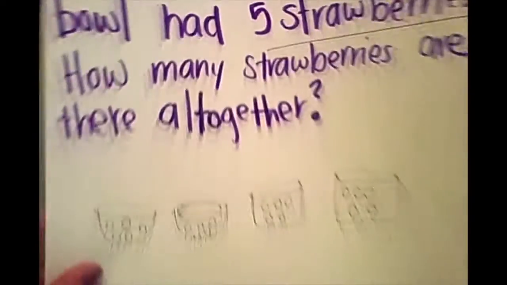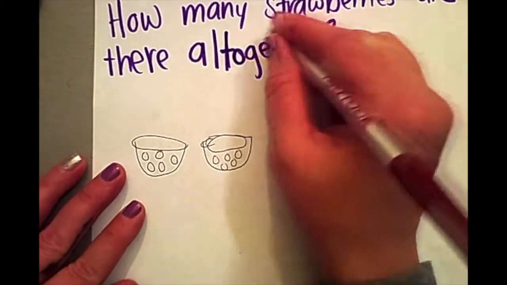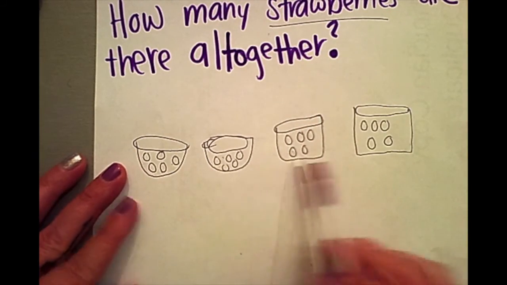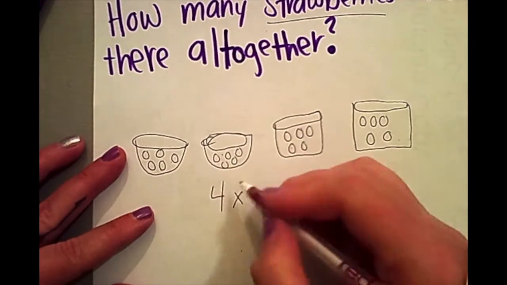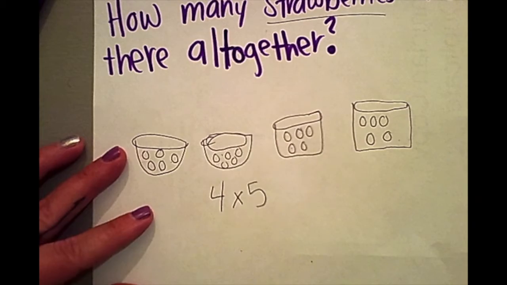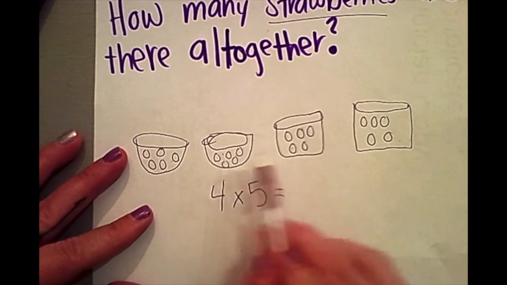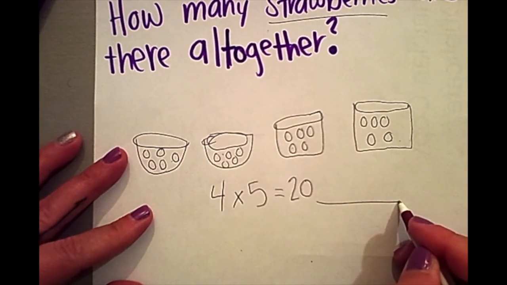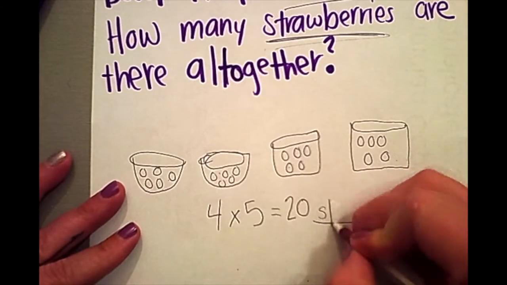Okay, so let's think about what multiplication problem we're going to do. We want to know how many strawberries. So how many groups are there? 1, 2, 3, 4 groups, and each bowl has 5 strawberries. So 4 times 5: 5, 10, 15, 20 is 20. And then we need to label 20 what? What was our question? 20 strawberries.